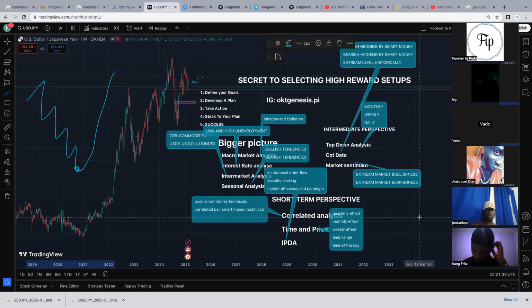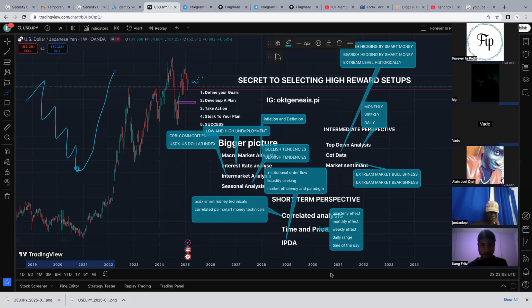Interprice delivery algorithm. We'll have the monthly shift, the weekly shift, the daily range, and the time of the day. Now, I personally focus on the daily range and the time of the day because I'm an overall trader, but as a scalper, I mostly focus on time of the day.